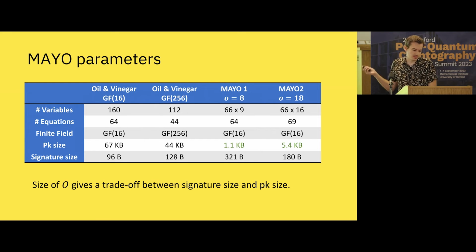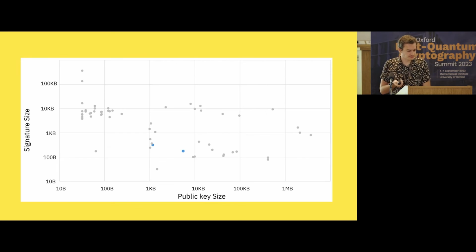And really, if you wanted, you can have many other trade-offs, like trade-off between public key size and signature size. By varying this factor k, by varying how much you whip up your map, you can control this trade-off.